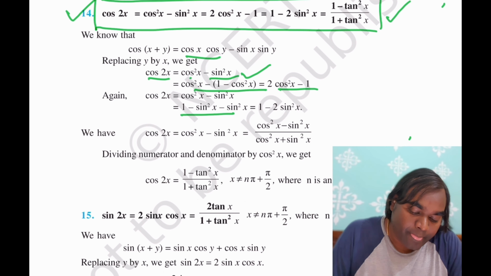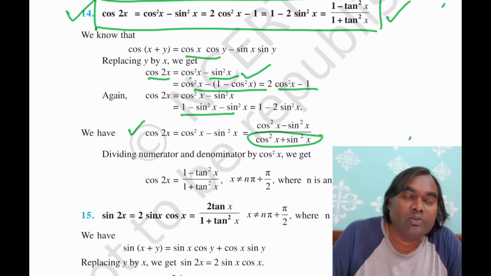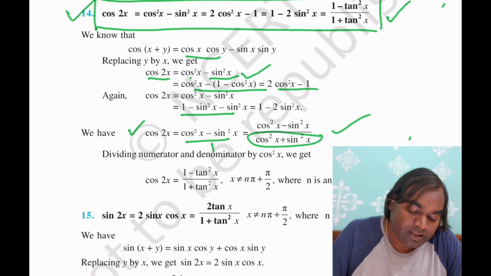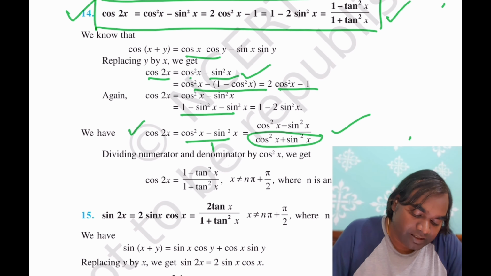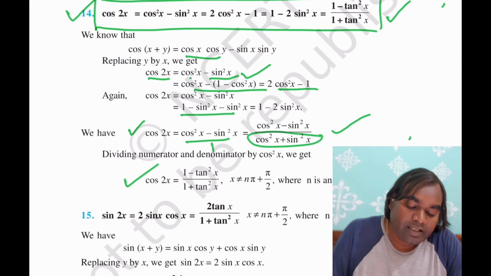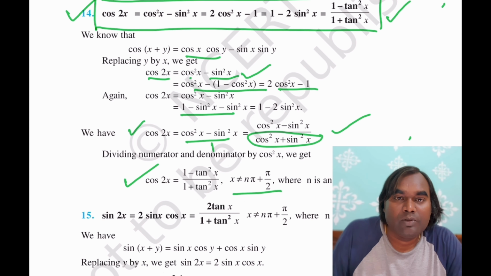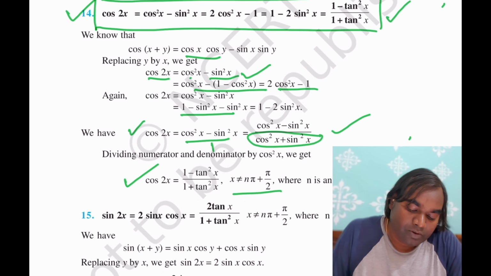Similarly, we know that cos 2x is equal to cos square x minus sin square x, and dividing this by cos square x plus sin square x, that is equal to 1, so there is no difference, so we can write this. Now divide numerator and denominator by cos square x, so we will get this. The condition is that x should not be equal to n pi plus pi by 2, where n is an integer.